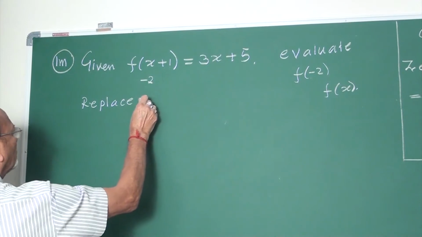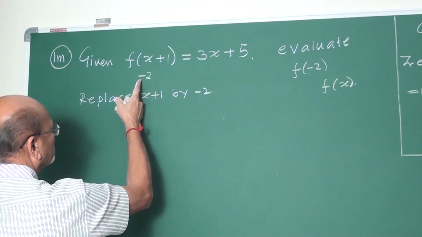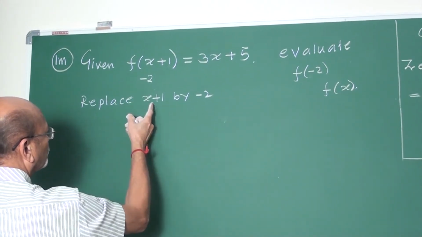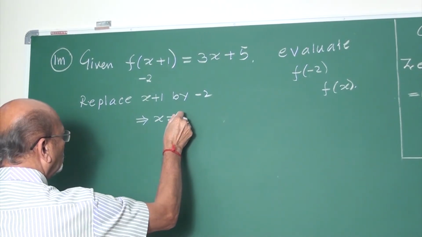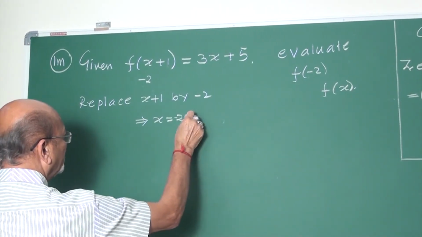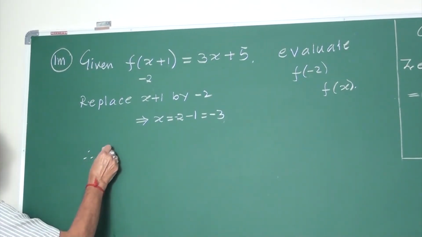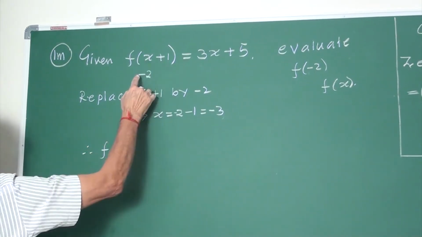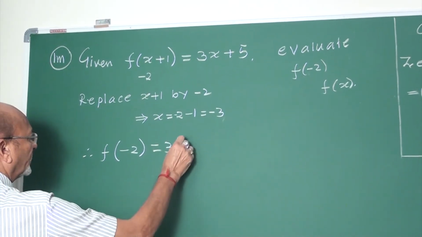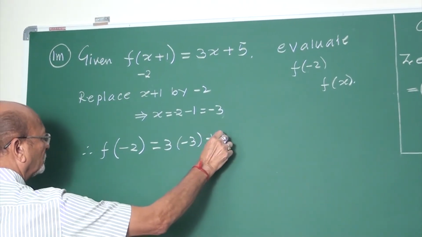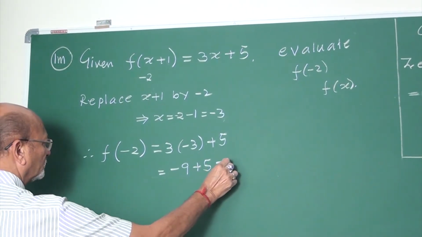So you have to replace x plus 1 by minus 2. Replace this by minus 2 to get f of minus 2. From this, tell what is the value of x? x is minus 3. Therefore, you are replacing x plus 1 by minus 2. f of minus 2 equals 3 into what is our x? Minus 3, plus 5. Yes, my friends, it is minus 9 plus 5, which is minus 4.